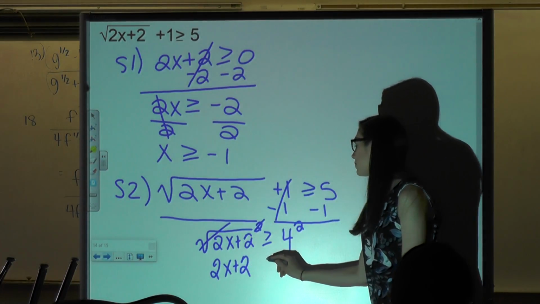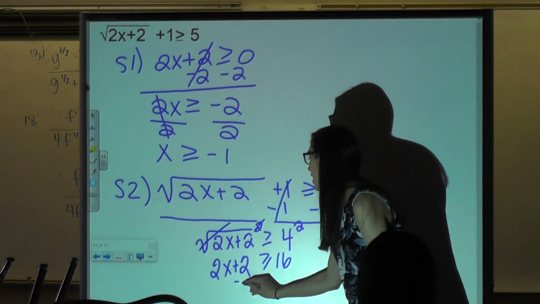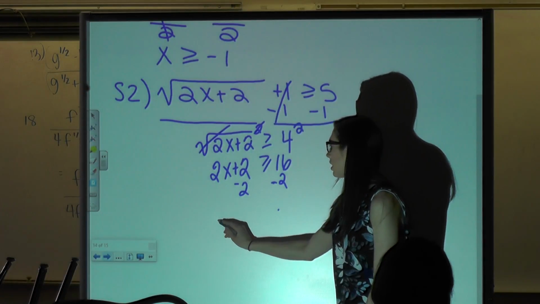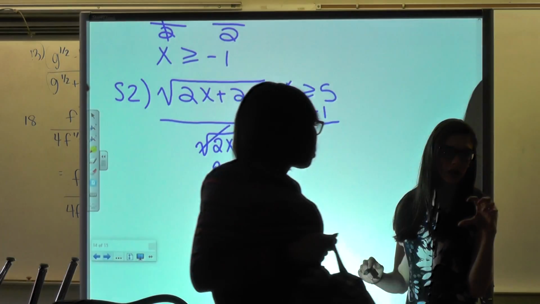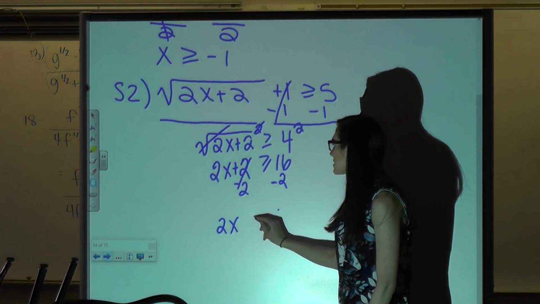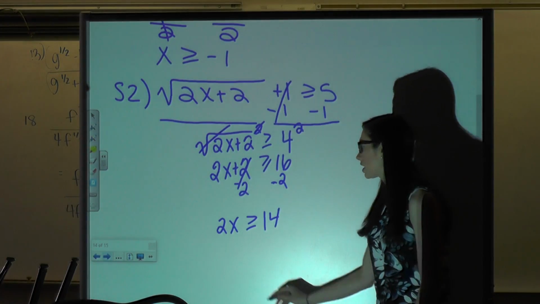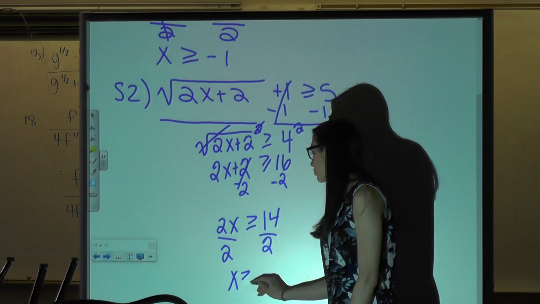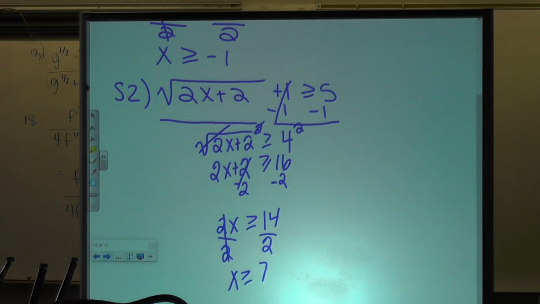So you get 2x plus 2 on the left, and on the right you have 16. Subtract 2 from both sides, and you get 2x is greater than or equal to 16 minus 2, which is 14. Divide by 2 on both sides, and you get x is greater than or equal to 7.